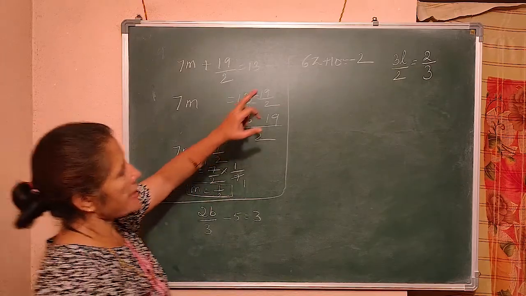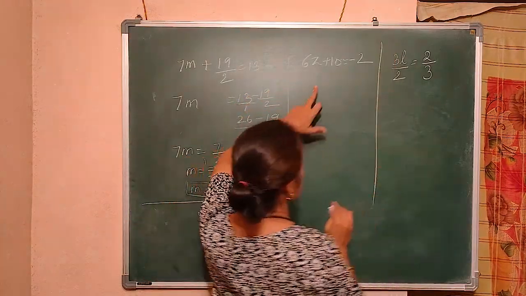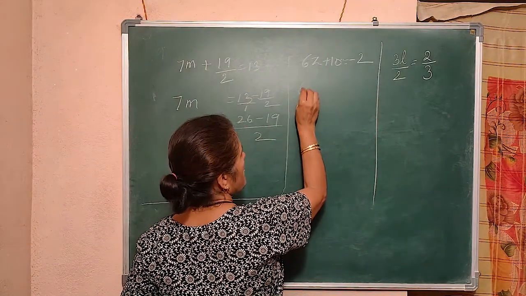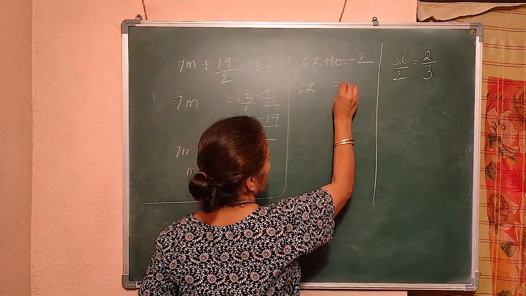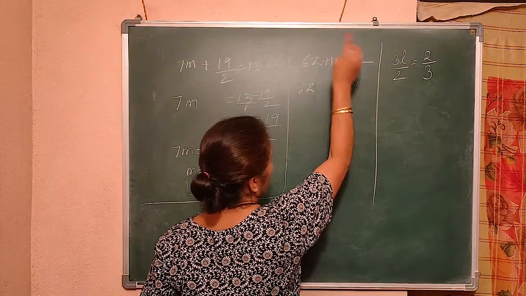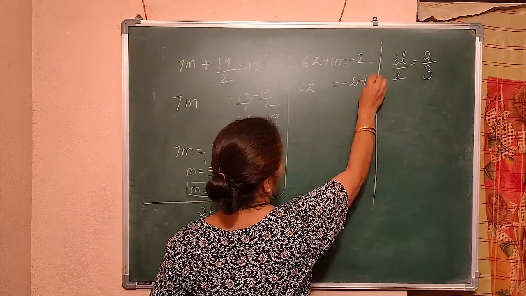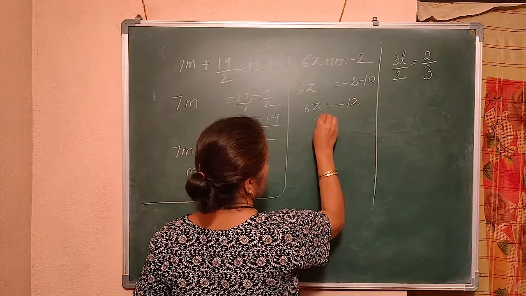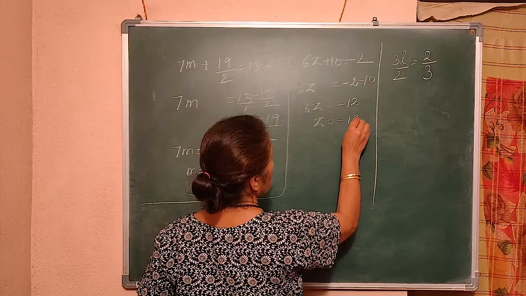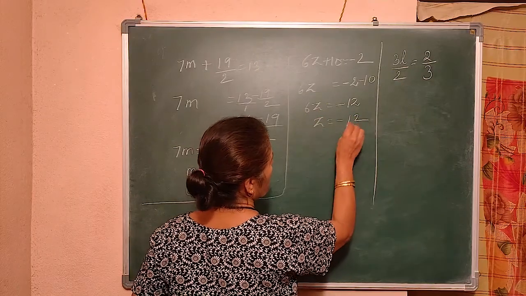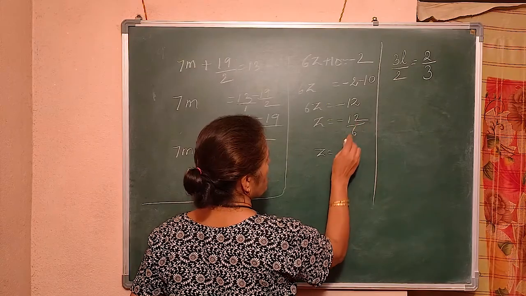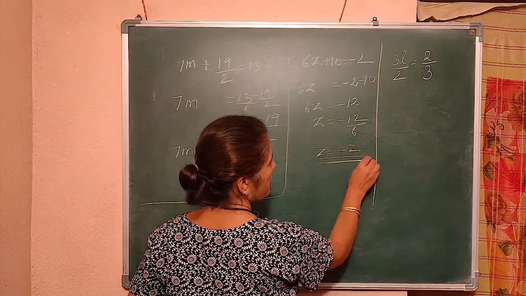Now, 6z plus 10 is equal to minus 2. So what is the next step? 6z is equal to minus 2 is there, plus 10 they take that side, minus 10. So 6z is equal to minus 12. Z is equal to minus 12 by 6. 6z means it is multiplied, so divide. So z is equal to 6 2s are 12, minus 2.